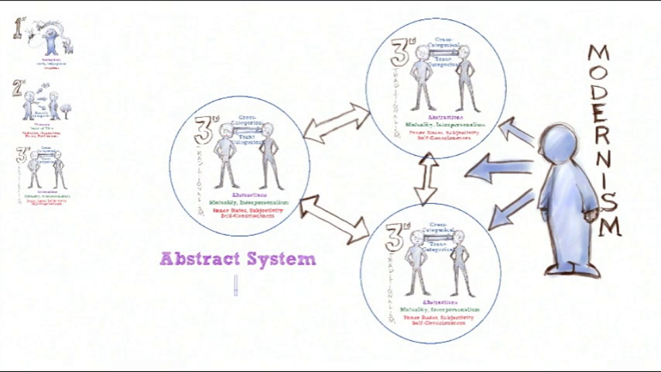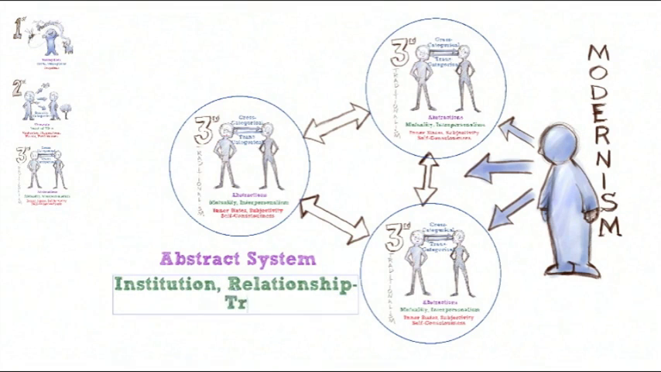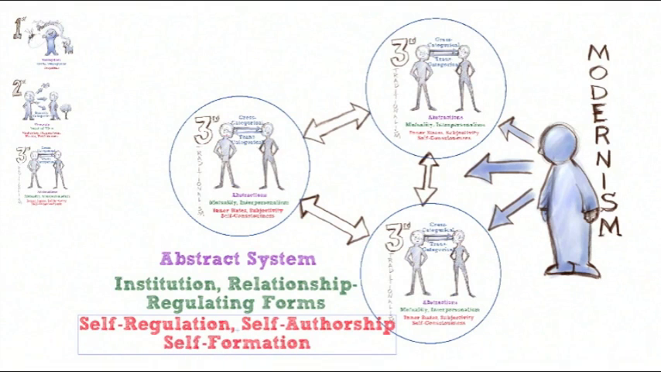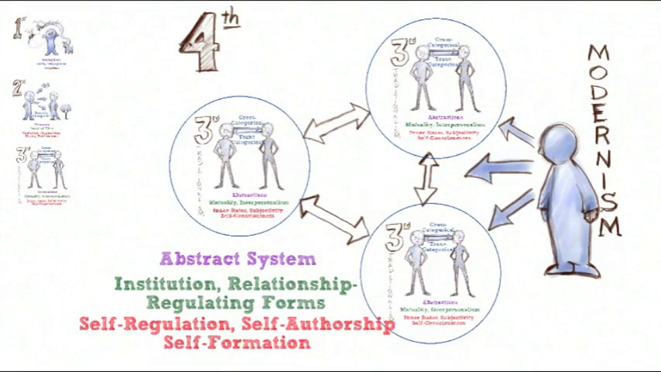We can see abstract systems. We understand institution and relationship regulating forms. And we are aware of ourself. So it's all about self-regulation, self-authorship, and self-formation. This is fourth order consciousness.